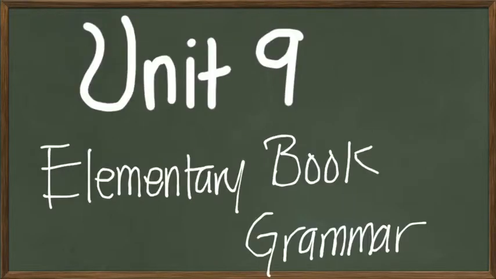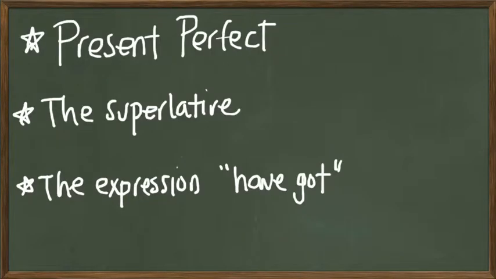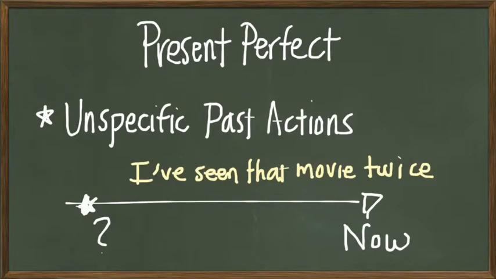Let's begin. Today we're going to be covering Unit 9 for our elementary book. We're going to be covering the grammar aspect. We're going to be checking present perfect, the superlative form of adjectives, and the expression have got. Alright, let's begin with present perfect.